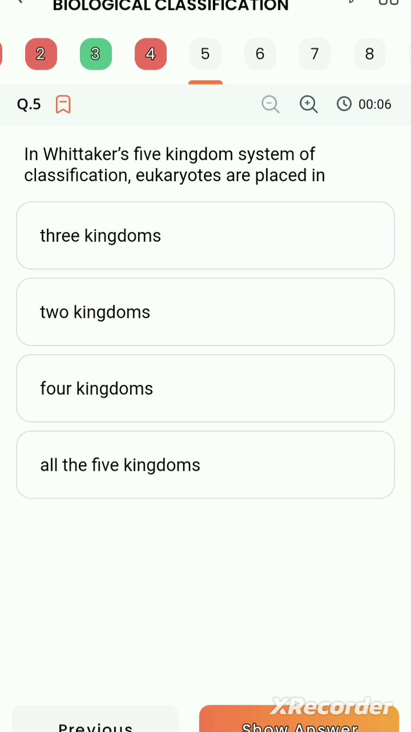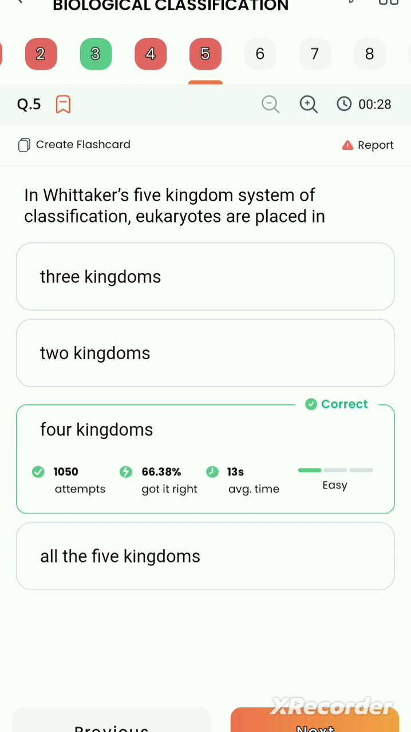Next one, Whittaker five kingdom system of classification. In this, eukaryotes are placed in which kingdom? First, you have to know what eukaryotes are. Eukaryotes are those which possess a definite nucleus and all the cell-bound organelles. So, he has kept them in four kingdoms. All the four kingdoms contain this, right?